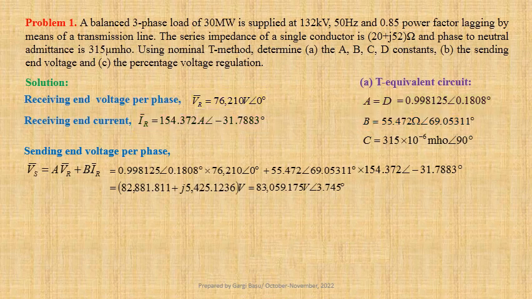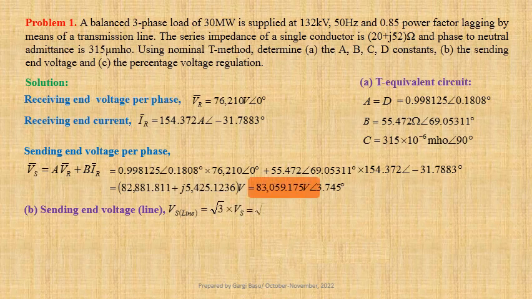For star connected system, line to line sending end voltage, Vs line equals root 3 times Vs, that is equal to root 3 into 83,059.175, which is approximately equal to 143.863 into 10 to the power 3 volts or 143.863 kilovolt. On no load, receiving end current IR equals 0.